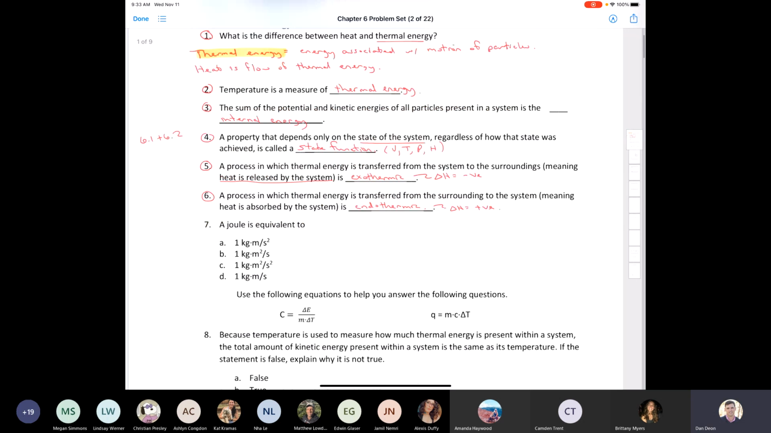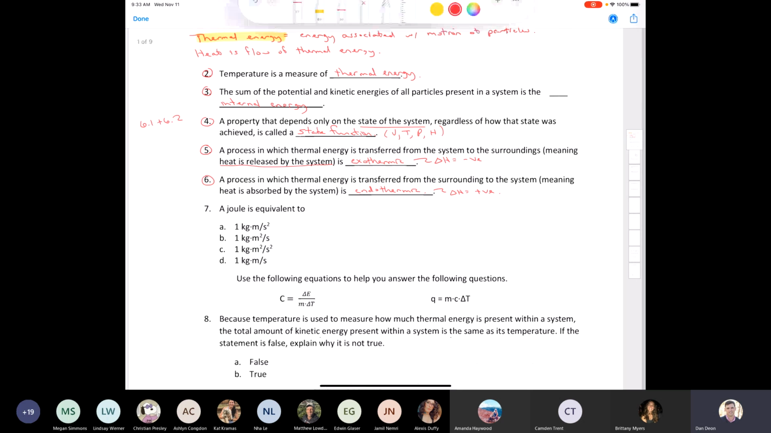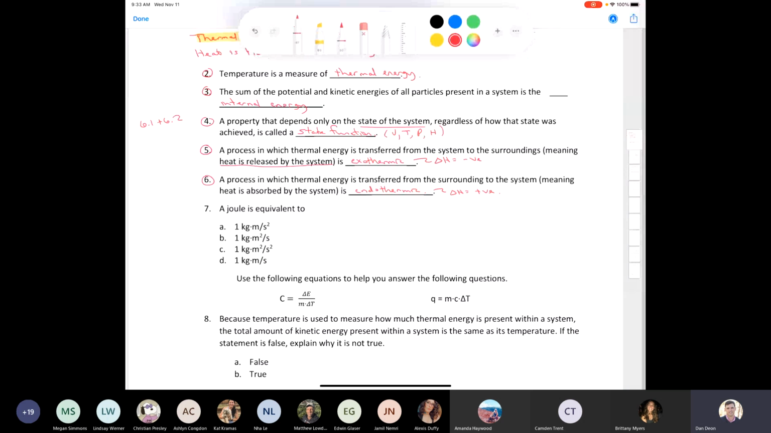This next question, number 7, is a definition that you should all be aware of, and that's what a joule is equivalent to. 1 joule is equal to 1 kilogram meter squared per second squared. If you've never taken physics before, you probably haven't heard that, but that's something that you're going to want to be aware of.